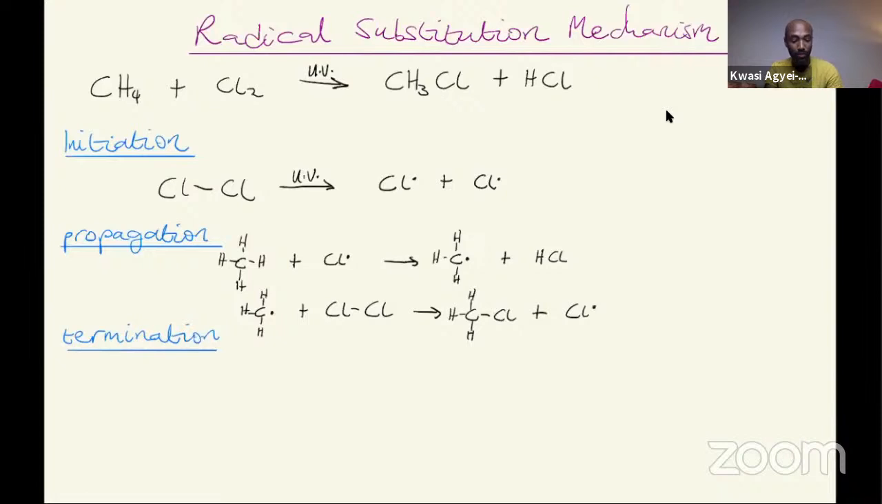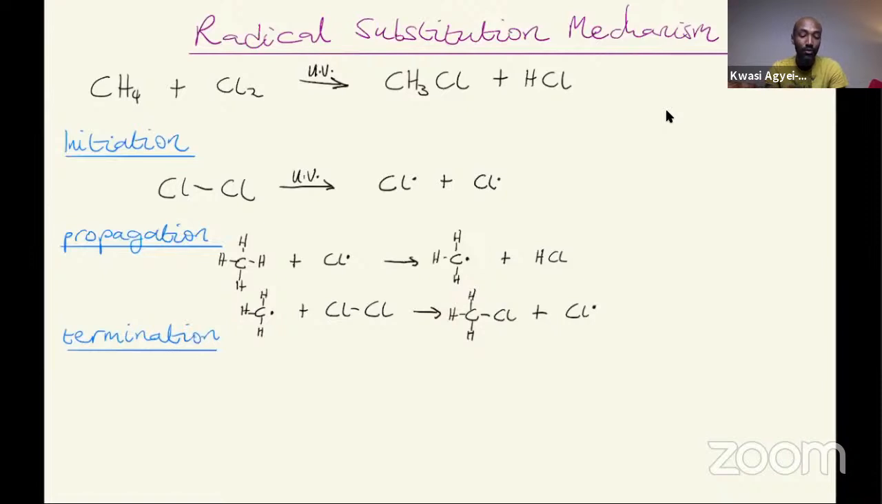Okay, so there's your propagation step, requiring the reaction of the chlorine radical with our alkane. So this is what's going on here, to form a methyl radical and HCl. And then in the second step, our methyl radical reacting with another molecule of chlorine, and in the process forming our chloromethane and regenerating our chlorine radical.